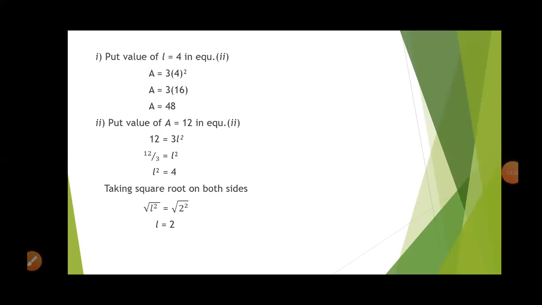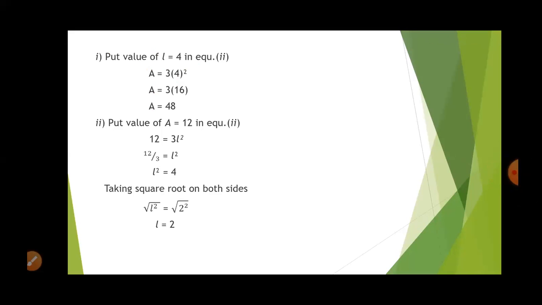According to second part of question, we have to find the value of L when value of A is equal to 12. So put value of A is equal to 12 in equation 2. 12 is equal to 3L square. Here 3 is multiplied. When shifted to left hand side, it will be divided. So L square is equal to 12 divided by 3. 3 ones are 3 and 3 fours are 12. L square is equal to 4.